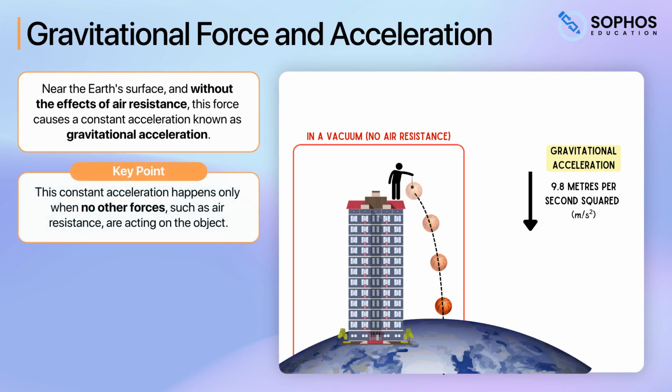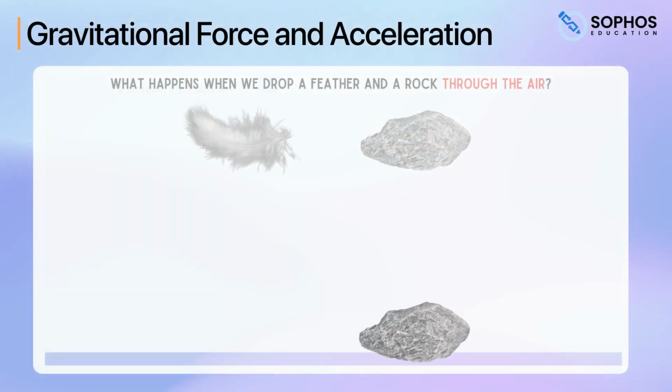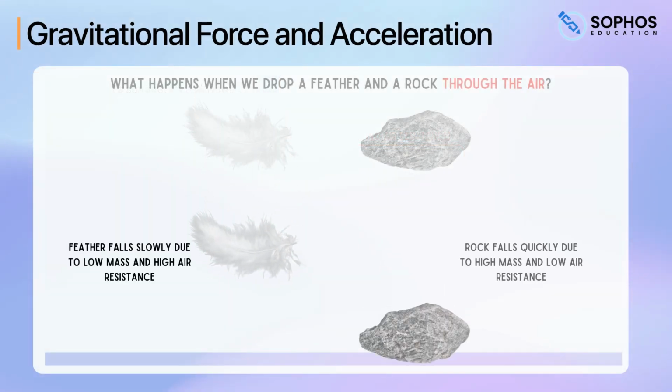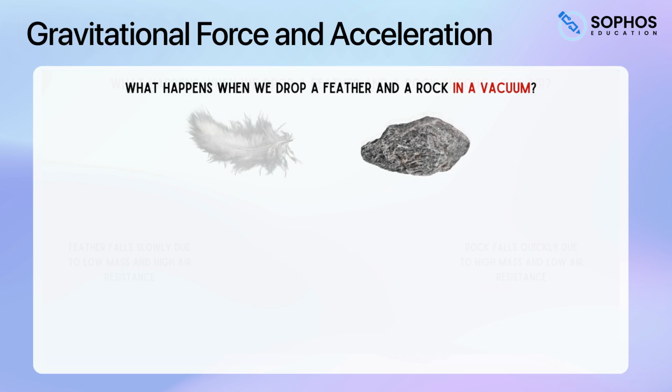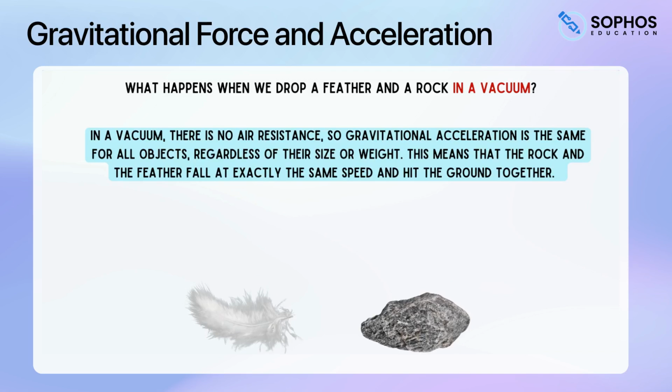It's important to note that this constant acceleration happens only when no other forces, such as air resistance, are acting on the object. In real-world conditions, air resistance slows down objects differently based on their size, shape, and weight. For example, a feather and a rock will fall at very different rates in air due to differences in air resistance. However, in a vacuum, where there is no air resistance, gravitational acceleration is the same for all objects, regardless of their size or weight. This means that a rock and a feather dropped at the same time in a vacuum would fall at exactly the same speed and hit the ground together.